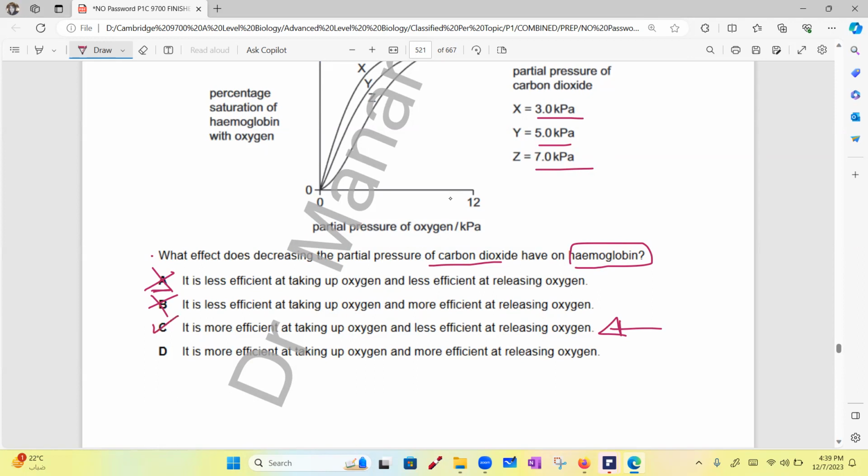So C looks right. Let's look at D. It is more efficient at taking up oxygen and more efficient at releasing. Can this be correct? No, they cannot be opposite each other. So obviously the answer is C.